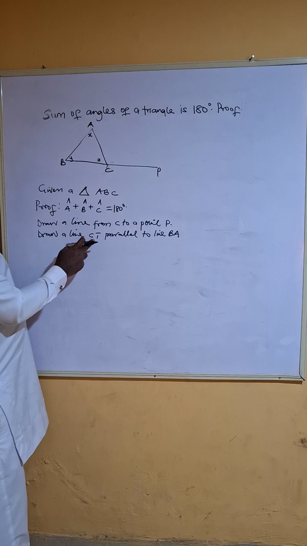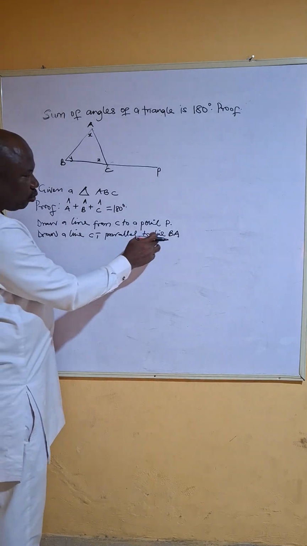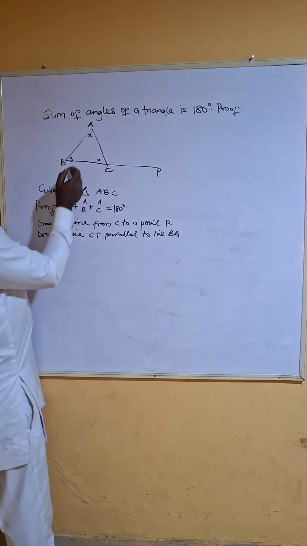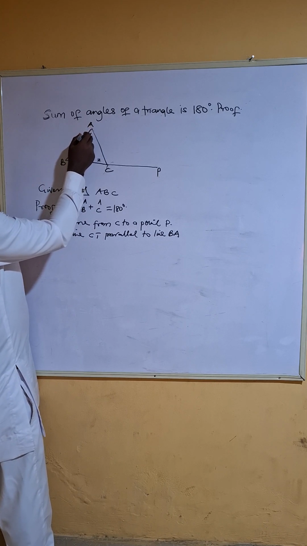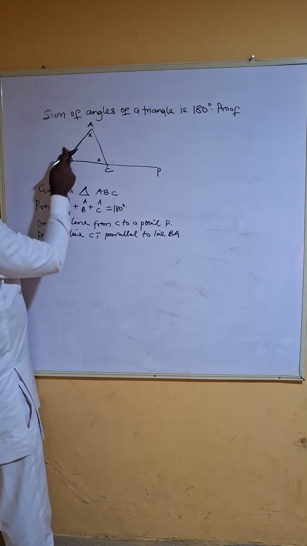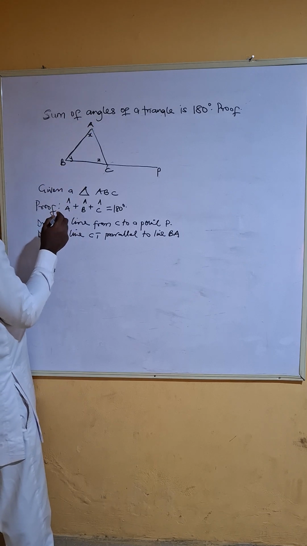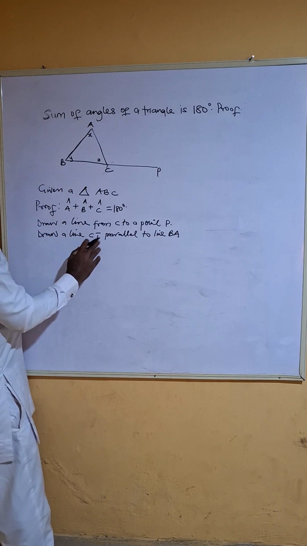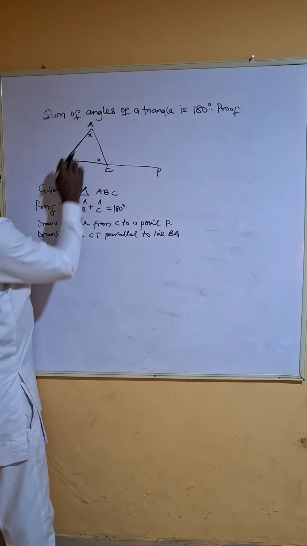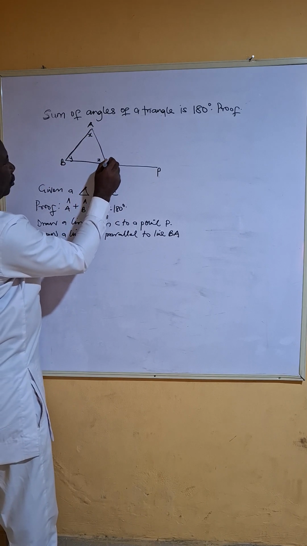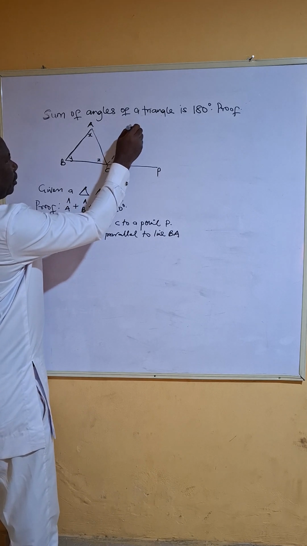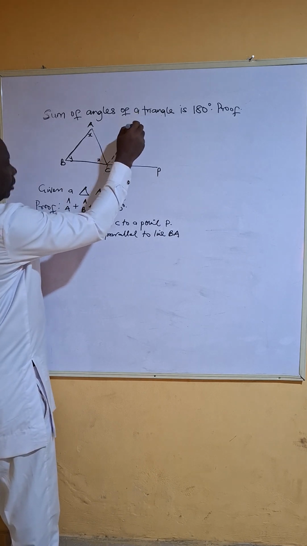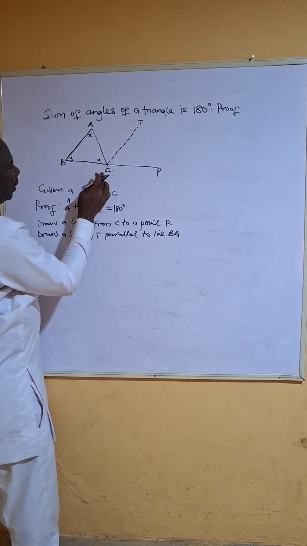Draw a line CT parallel to line BA. So, one side of the triangle is BA. And we have to draw another line which will be parallel to this. So, we can draw a broken line. Let's call this one T. So we have line CT.